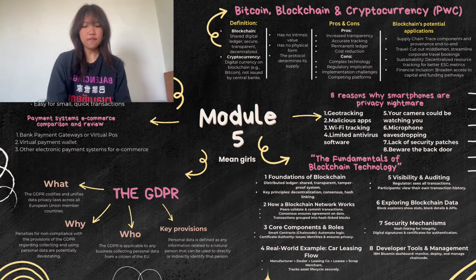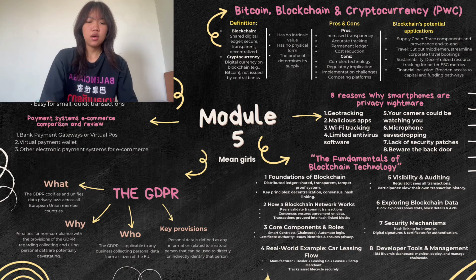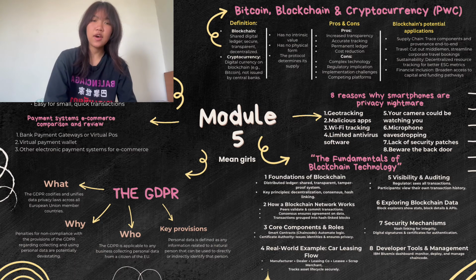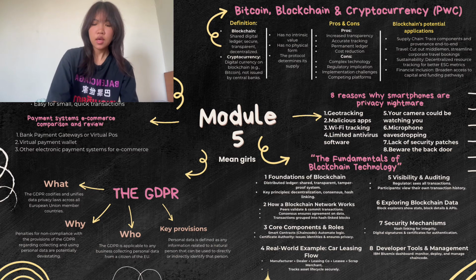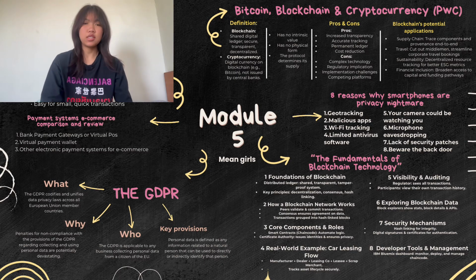Who does GDPR affect? The GDPR is applicable to any business collecting personal data from all the citizens of the European Union. What are the key provisions of the GDPR? Personal data is defined as any information related to a natural person that can be used to directly or indirectly identify that person. It can be anything from a name, photo, or an email address. And when did the GDPR go into effect? The enforcement of GDPR went into effect on May 25, 2018.